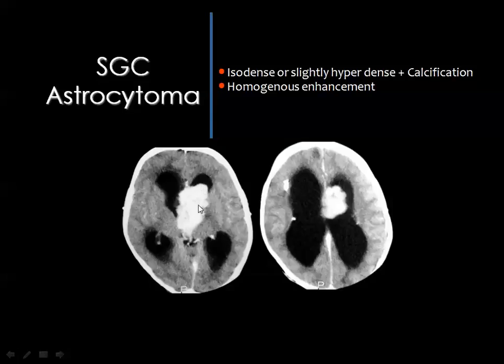It will show homogeneous post-contrast enhancement in most of the cases. And if it is large like this one, it will encroach on both foramina of Monro, resulting in obstruction of the CSF flow in the lateral ventricles, which will then be dilated.